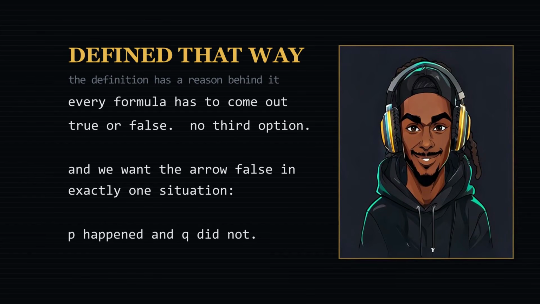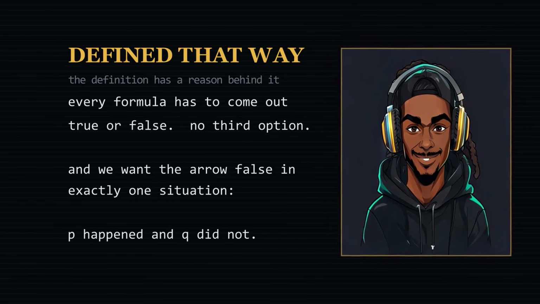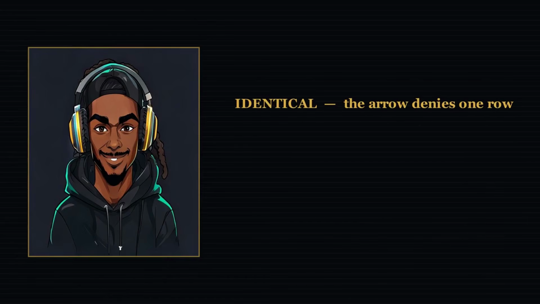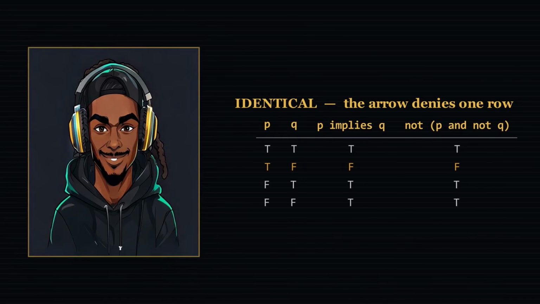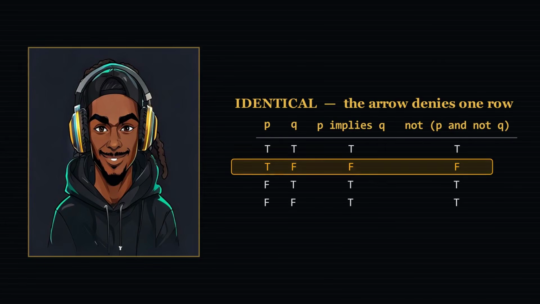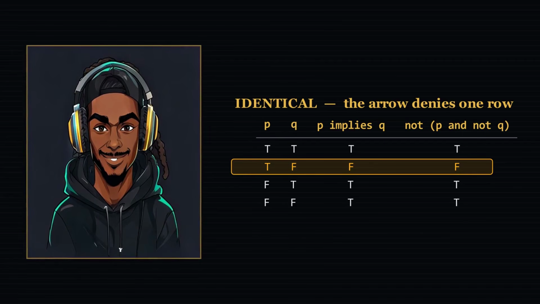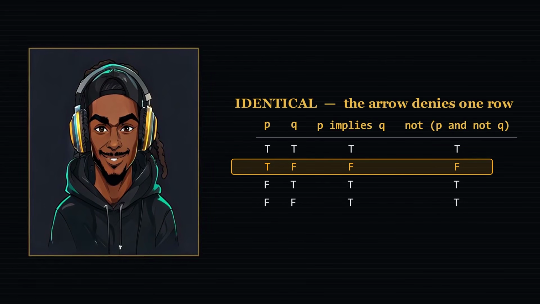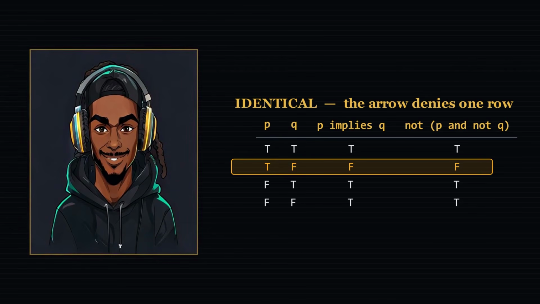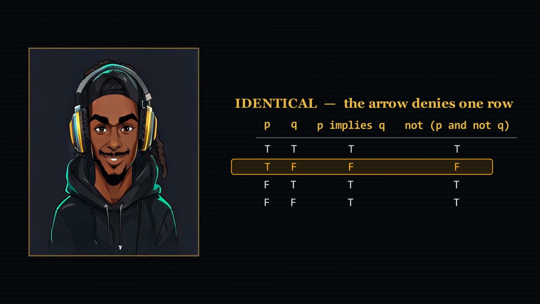P happened and Q did not, P and not Q. So write that down. The arrow is false exactly when P and not Q is true, which means the arrow is true exactly when not (P and not Q). Build that table. 4 rows, true, false, true, true, identical. The arrow is not a mystery. It is the denial of 1 row.